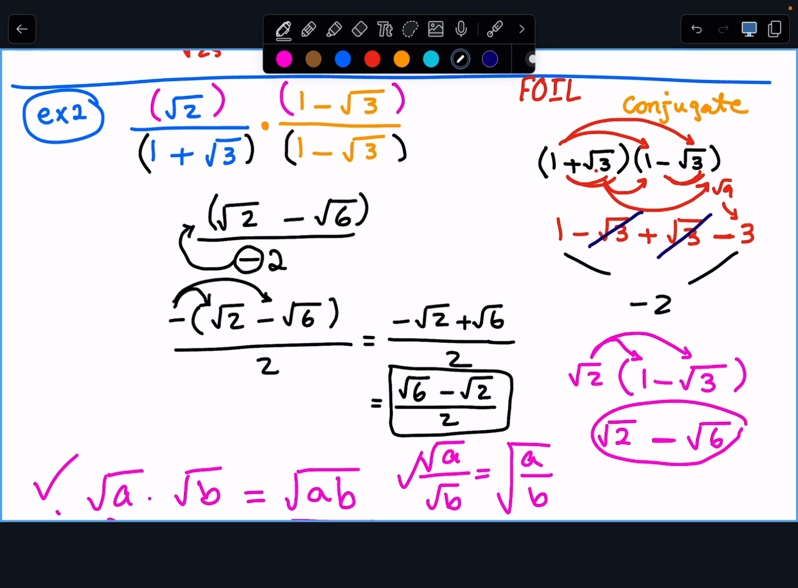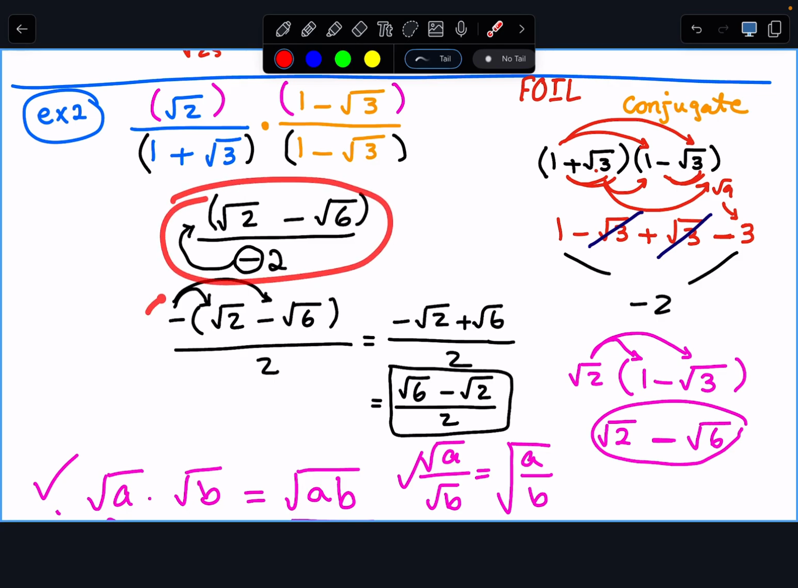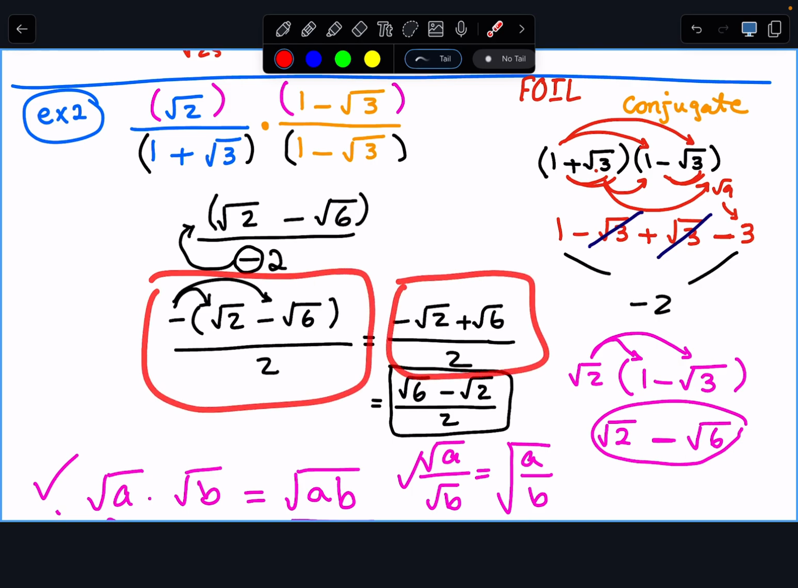So anything from here on is simplifying. This could be an answer, where I move the negative up. Distributing the negative makes this one negative and this one positive. And then rearranging, bringing positive root 6 first and then minus root 2 next. These are all the same answers, the same correct answers. So it's just the process of simplifying.